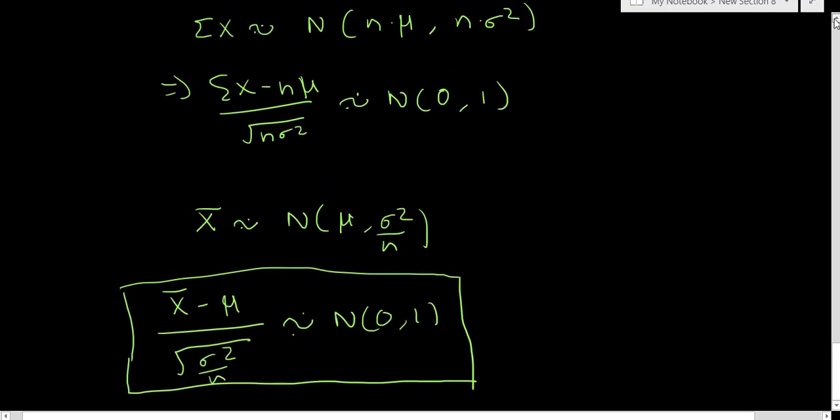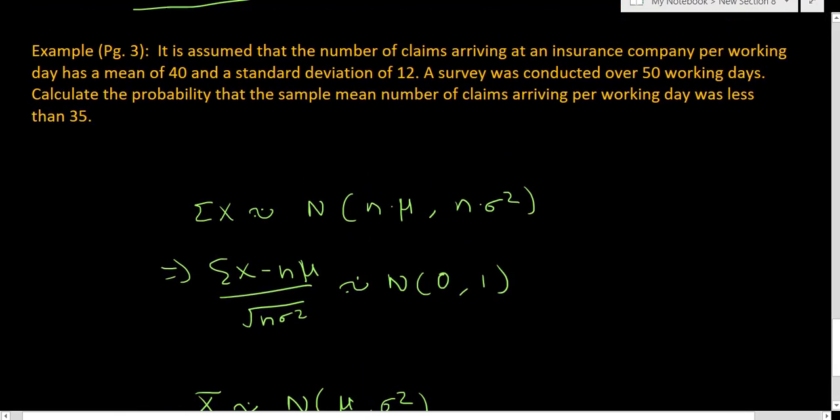So let's consider an example. Let's solve an example here, and then you will be clearer on things. Okay, so I've got this example here. It is from page 3 of the chapter Central Limit Theorem in the core reading. So this is the question. It is assumed that the number of claims arriving at an insurance company per working day has a mean of 40. So mu is equal to 40 and a standard deviation of 12. So sigma is equal to 12.